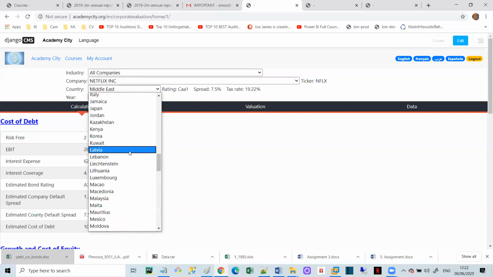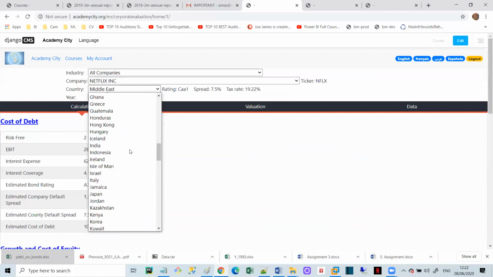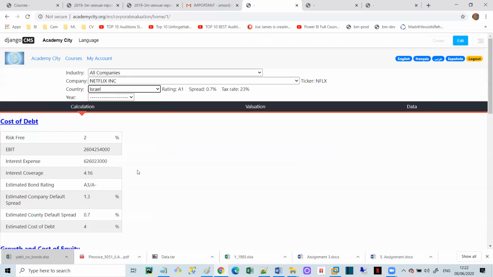If I did business only in Israel, then I will choose Israel. Bingo. Israel is 0.7. We're quite safe, okay? And the rating of Israel will be a lot. So you will add whatever the spread is in this one.